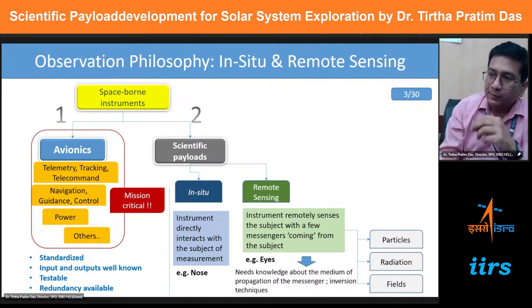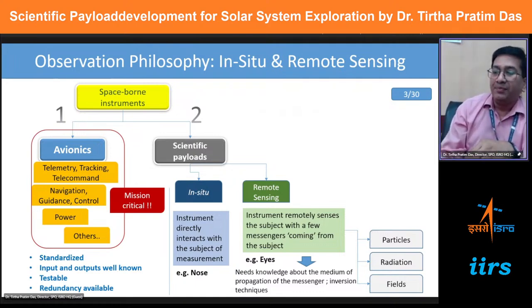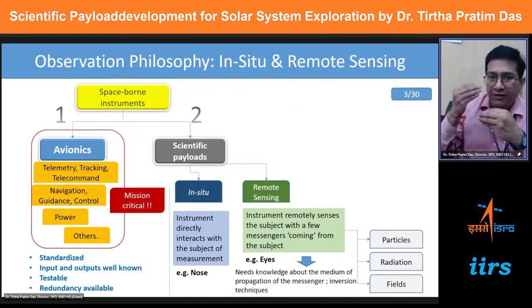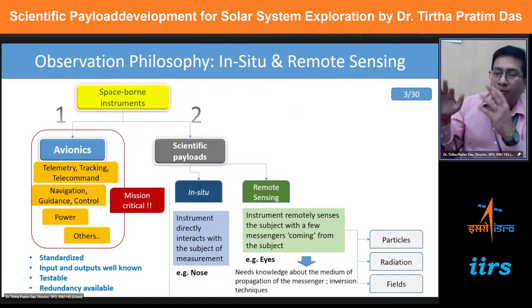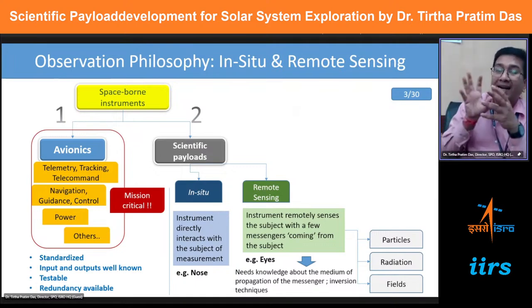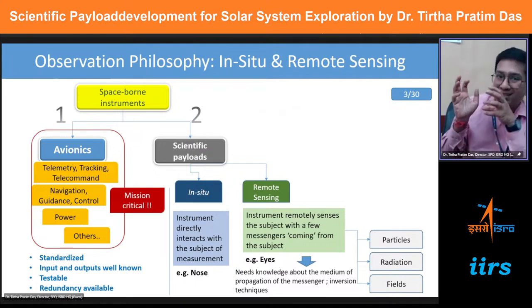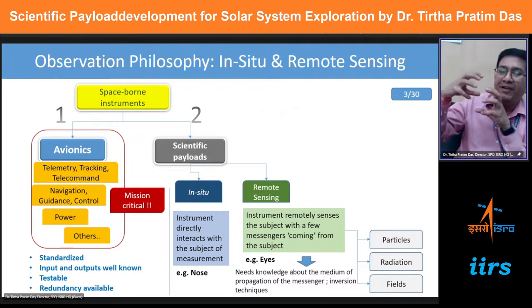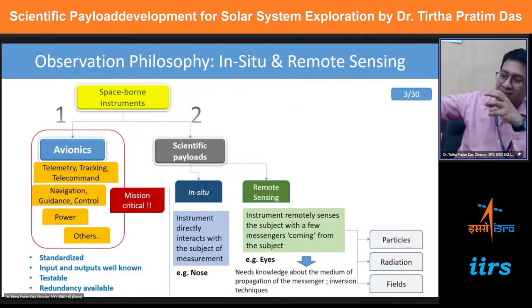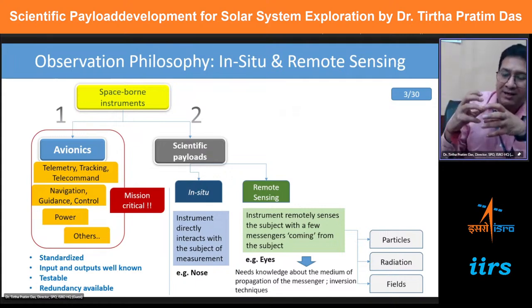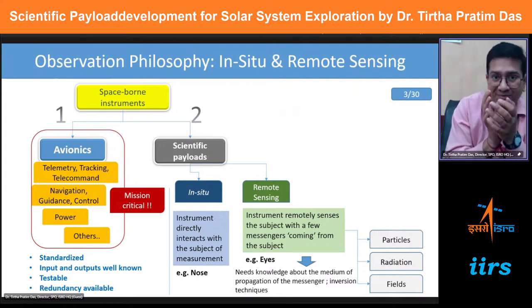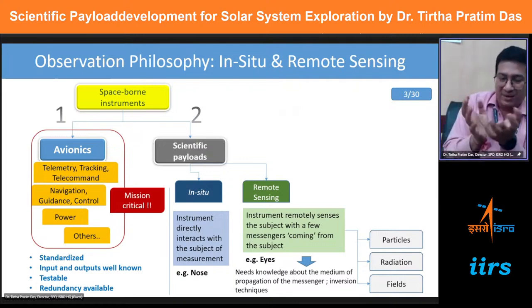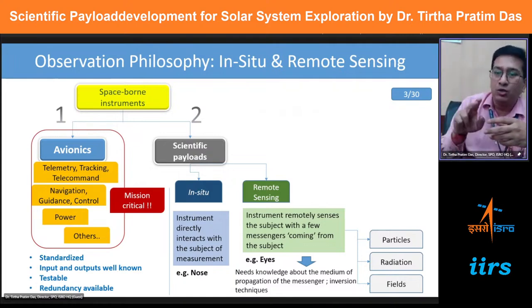In remote sensing observations, we often need knowledge about the medium of propagation of the messenger, in this case light which is coming through the air or vacuum. Properties of this medium have to be known, because ultimately the measurement which we are going to do with my instrument is a mixture of information from the subject under measurement, the properties of the medium which is carrying the information, and of course the property of the instrument itself. So all these three things are mixed in the ultimate measurement. So it is a bit of a different ball game from in situ observations.